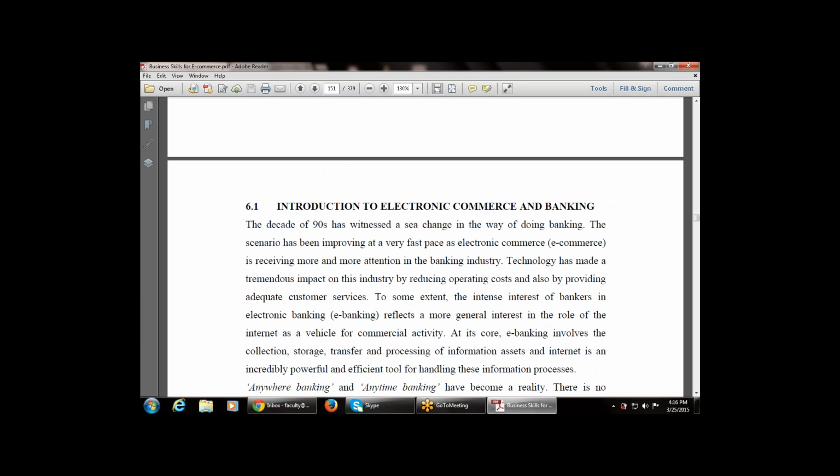Then we started with the introduction to e-commerce and banking, that is, what e-banking and e-commerce are. E-commerce we studied earlier: it means the trading of goods and services electronically. Whenever we do the trading of goods and services online, that is known as e-commerce. E-commerce is growing at a fast pace in the day-to-day scenario, and it is receiving more and more attention in the banking industry. Technology has made a tremendous impact on this industry by reducing the operational cost and by providing adequate customer services.